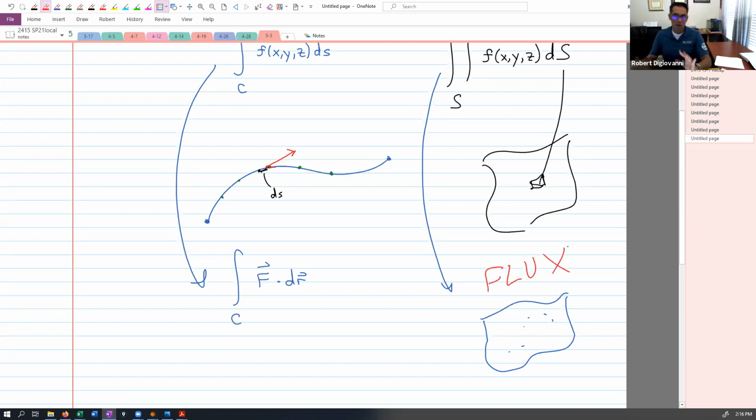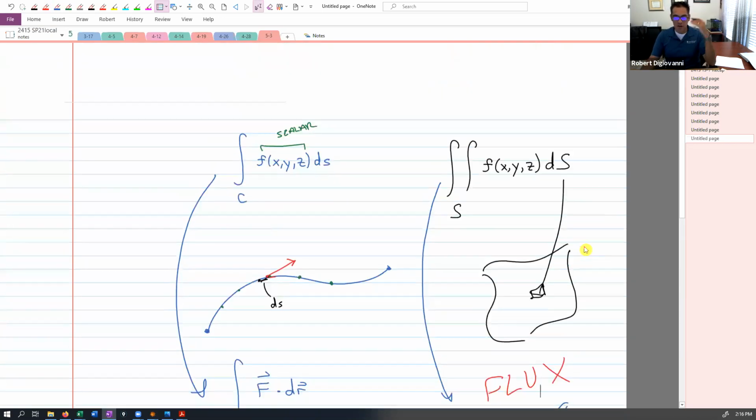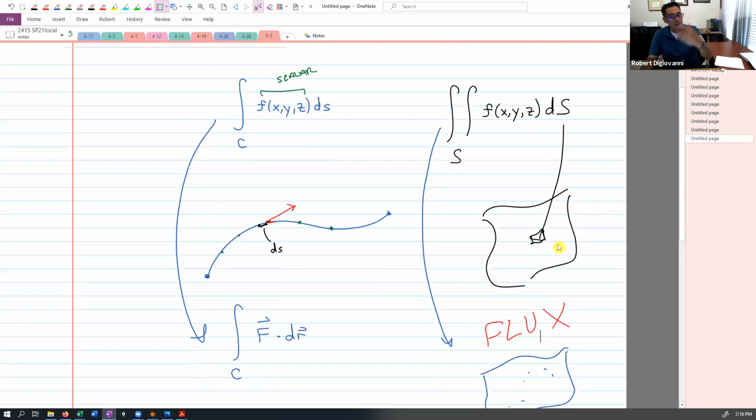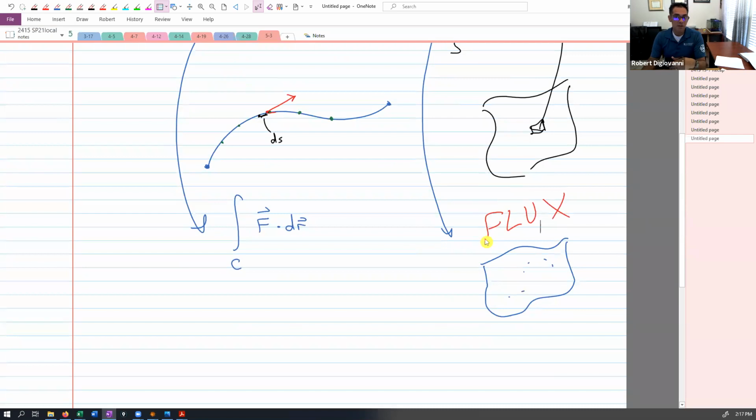All right, I'm just trying to get you to see that we are following a natural progression here. We started with scalars over lines or curves like this, line integrals, scalar, then vector field. Here we've done scalar surfaces, now surfaces with the vector field thrown in.